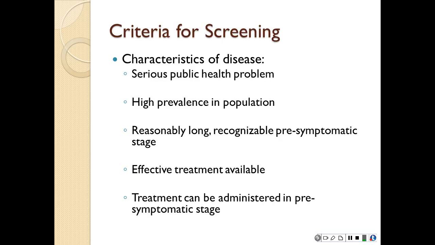Let's say, for example, well, actually, let's go back. So we'll talk about the criteria and we'll talk about why. You want to screen something that is a serious public health problem. There's really no reason to screen large amounts of people for a disease that they're probably not going to have. So if you have a disease that has a very, very low prevalence, you're really kind of wasting your time and money.